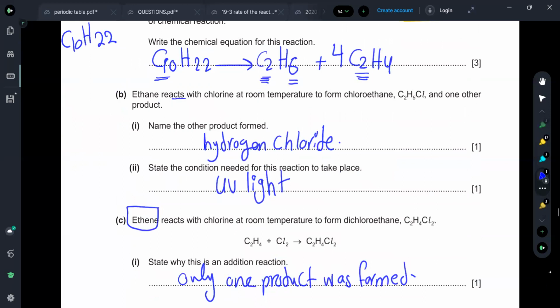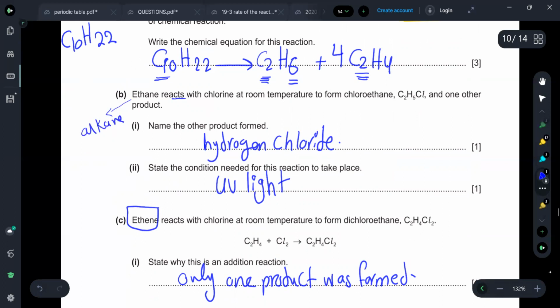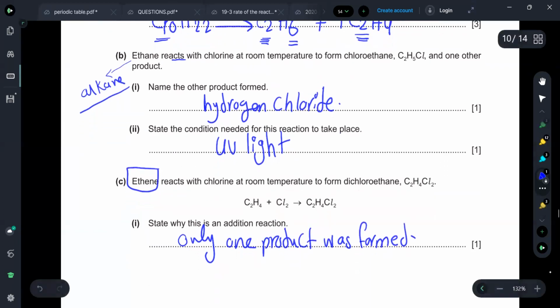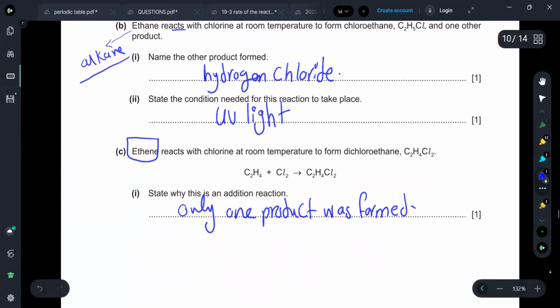Part B. Ethane reacts with chlorine at room temperature to form chloroethane. This is a substitution reaction. Ethane is an alkane, so it reacts by substitution. Name the other product. The other product is the inorganic product, so hydrogen chloride. State the condition needed for this reaction to take place. UV light is the essential condition.